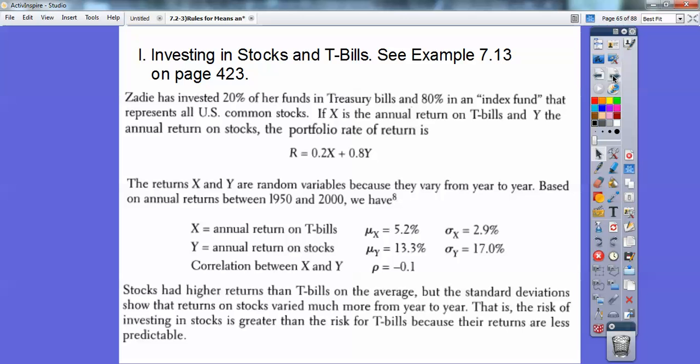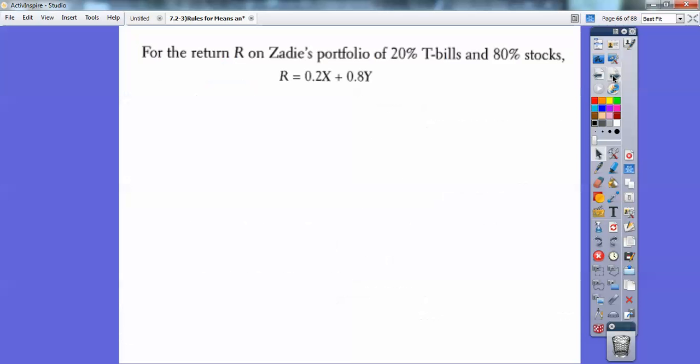All right, so let's do some calculating here. Stocks had higher returns than T-bills on average, but the standard deviation shows that the return on stocks varied much more from year to year, which means it's more risky. You might be thinking, if you make more money on stocks, why don't you put all your money in that? Well, it's more risky, and a lot of people did back in 2007, and they lost a lot of money because stocks were riskier.